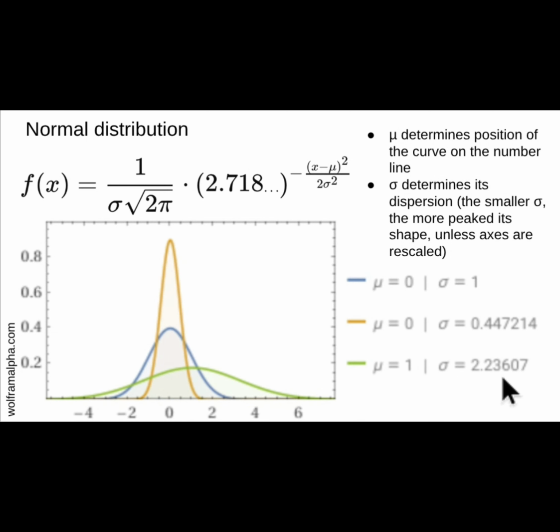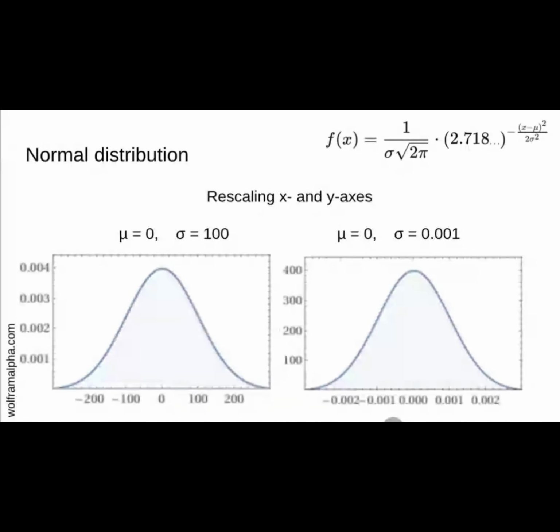But the green has the highest sigma of these three, so it's very spread out, and the orange has the lowest sigma, so it's very peaked. But this is only because these three curves are shown on the same x-axis and y-axis. If you rescale the x-axis to the y-axis, you get the exact same curve. So here you can see sigma 100 versus sigma 0.001, and they look exactly the same, but the x-axis and the y-axis are very different.